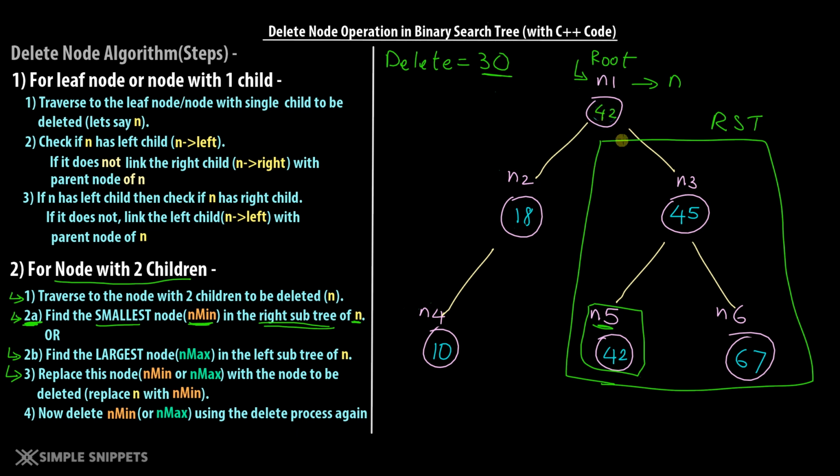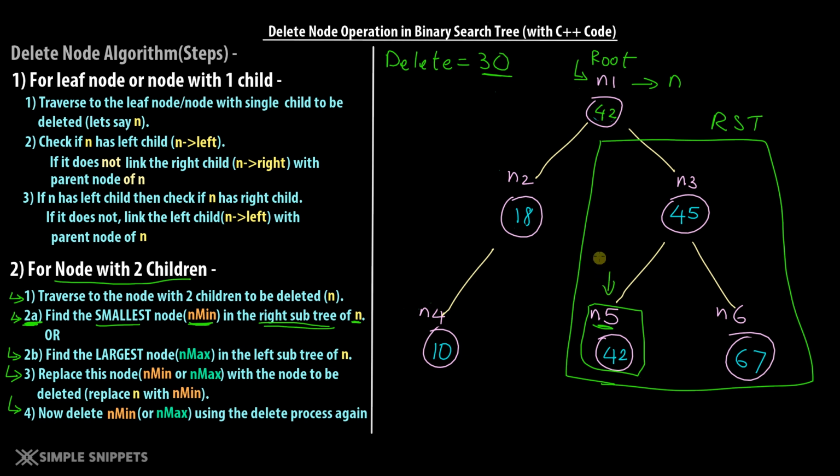So programmatically we are not going to delete this node. We are only going to copy the value of this node into the node to be deleted. Okay, so that's why I'm copying the value. This still stays n1 only. So that's why I replace this node. Replacing is done. And now step 4 says to delete n-min using the delete process again.